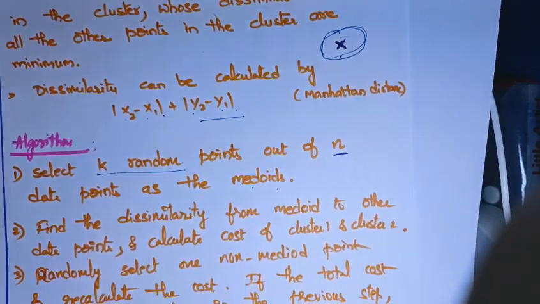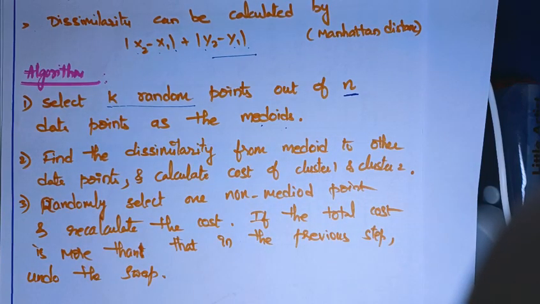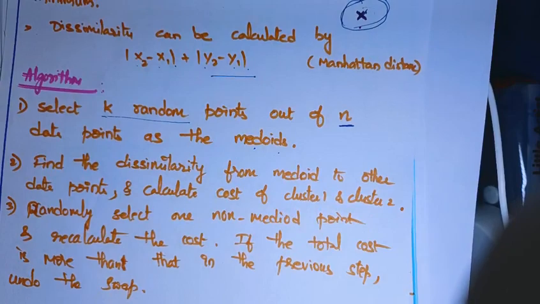Next we will see the algorithm. If you want to write it down, you can write. Step 1 is select k random points out of n data points as the medoids. Next, find the dissimilarity from the medoid to the other data points and calculate the cost of cluster 1 and cluster 2. Next, randomly select one non-medoid point and recalculate the cost. If the total cost is more than that in the previous step, undo the swap. By seeing the example, you can come to know this algorithm. We will see one example.